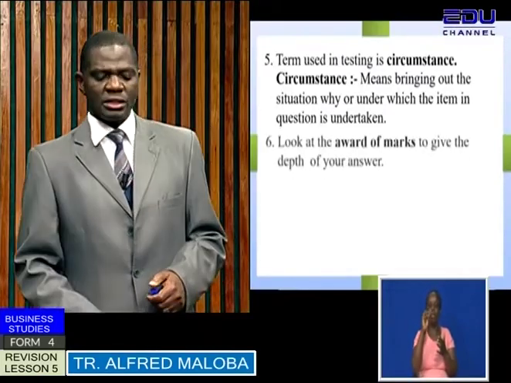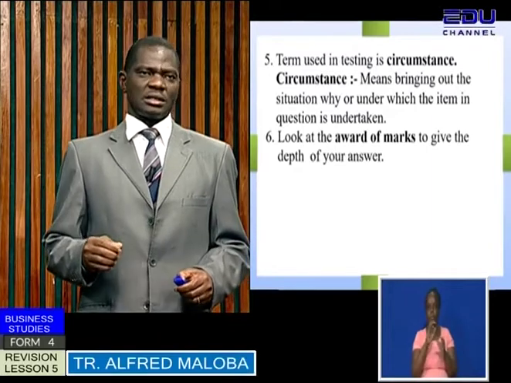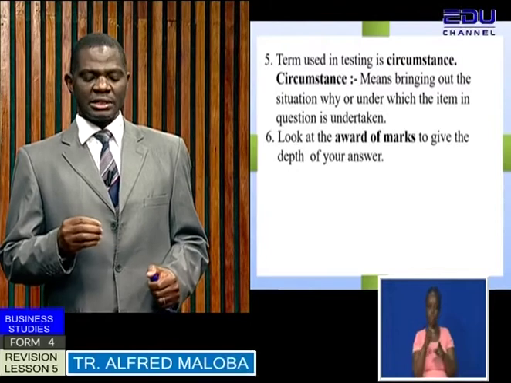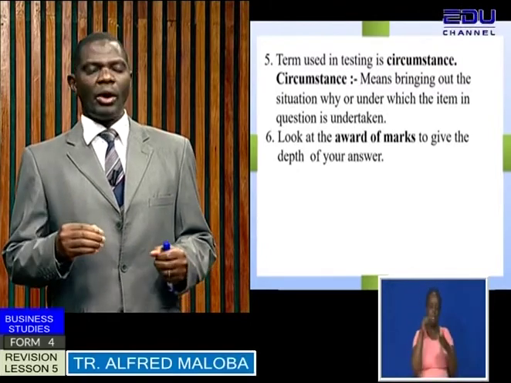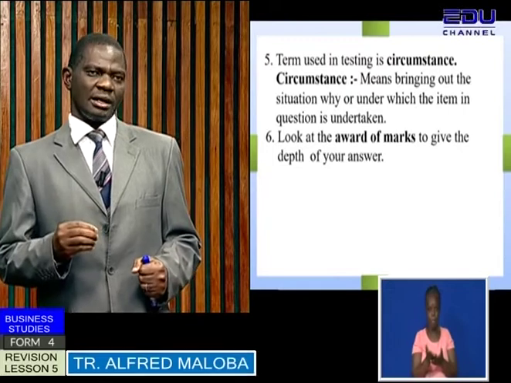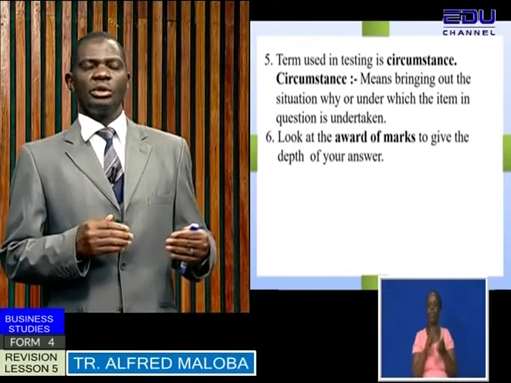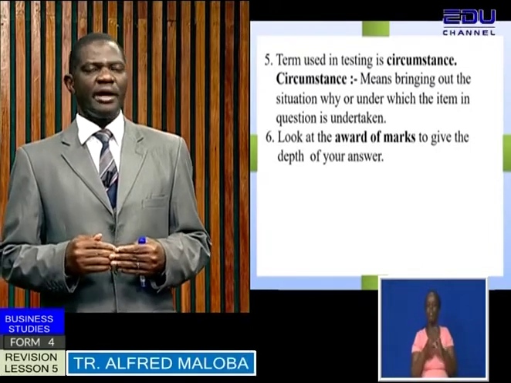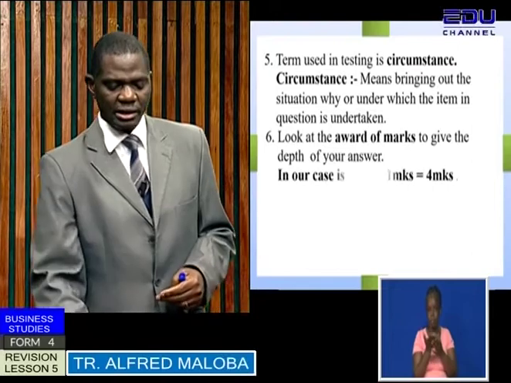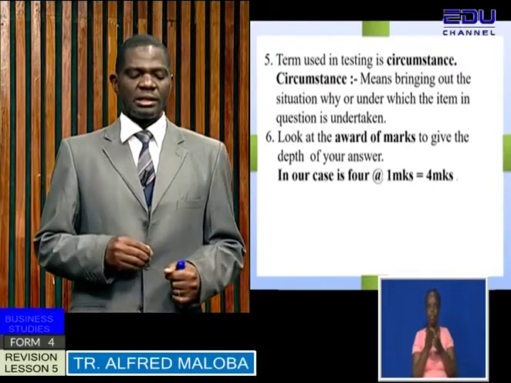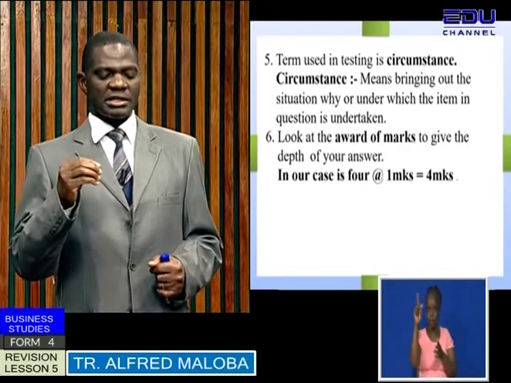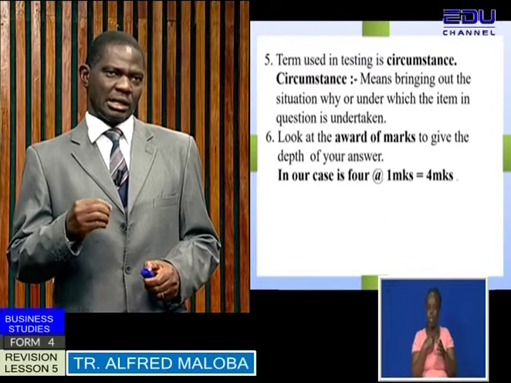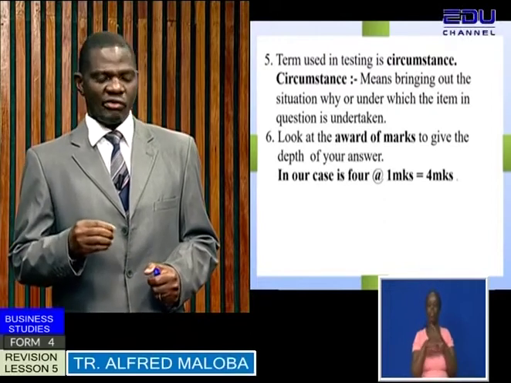Then once we have looked at that, we need to look at the award of marks. How many marks have been awarded to this question? The marks give you the depth of your answer. If it is more marks, then you have to go a step deeper. If it is fewer marks, then it must be brief and precise. In our case, we are supposed to give 4 circumstances. Each circumstance attracts 1 mark so that you get a total of 4 marks.